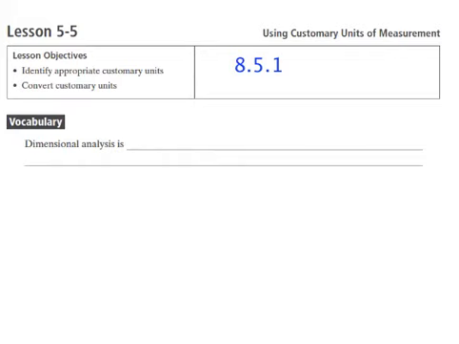I hope you enjoyed that little interview with James. Today's lesson is using customary units of measurement. We're going to identify the appropriate customary units and convert customary units. The Indiana Academic Standards 8.5.1.